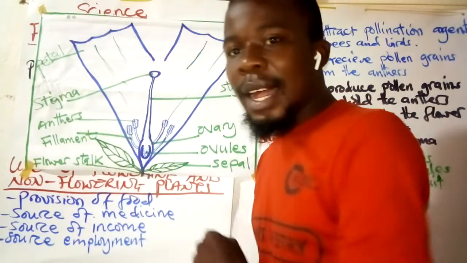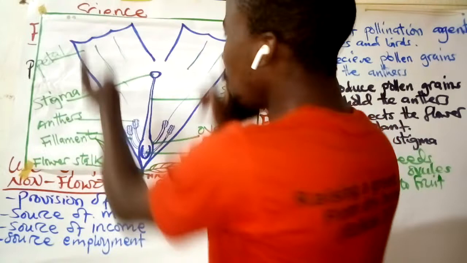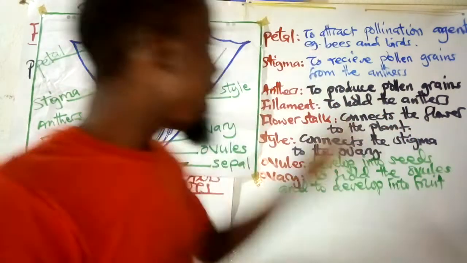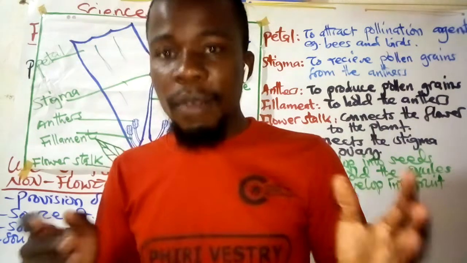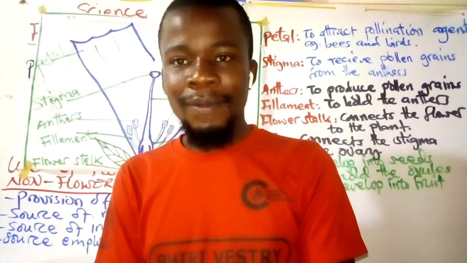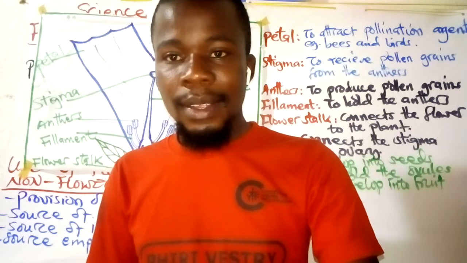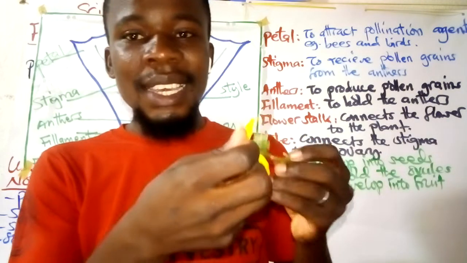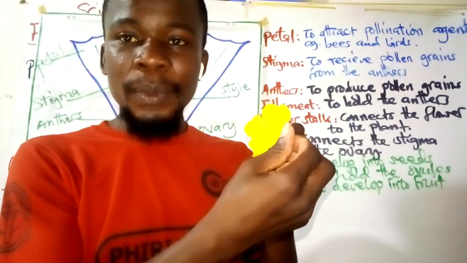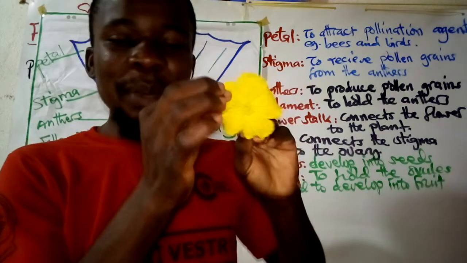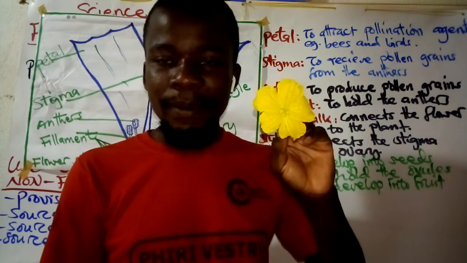These are the parts of a flower. This is the drawing of a flower, and here we have got the functions of the parts of a flower. All right, this is the petal, and the function of the petal is to attract pollination agents.